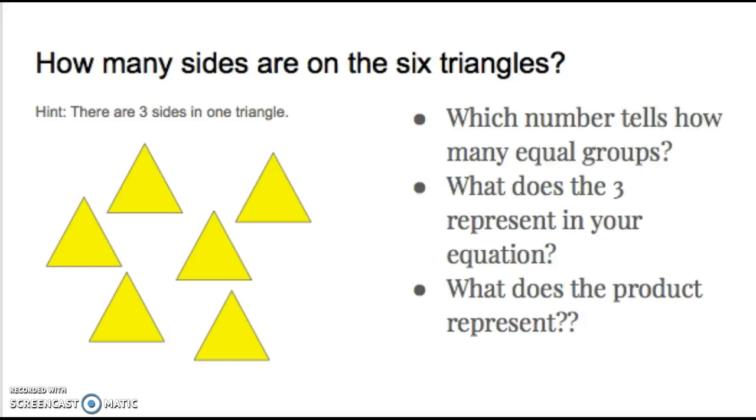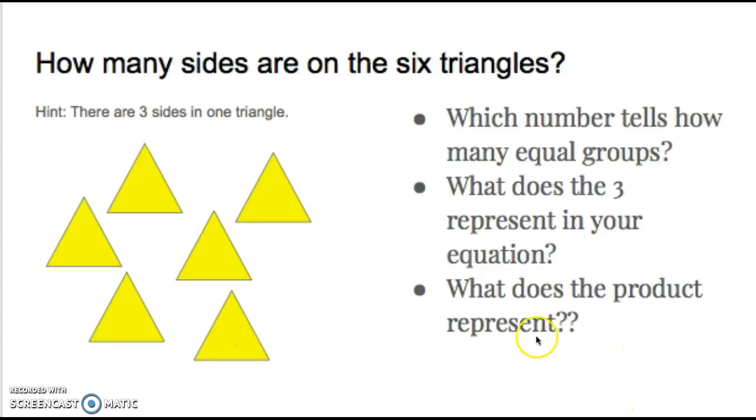Here we are presented with a problem. We'll work together to find the answer for this one, okay? The question says, how many sides are there on 6 triangles? Here's a hint. There are 3 sides to one triangle. But you know this, you learned this in kindergarten. But there's how many? 1, 2, 3, 4, 5, 6.